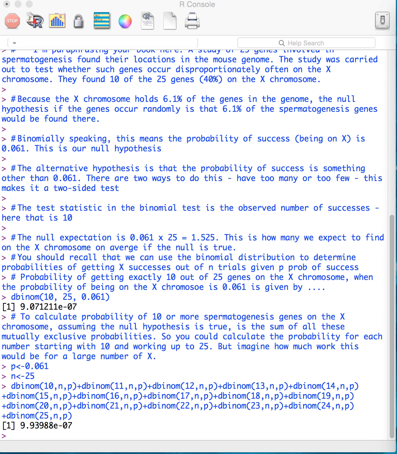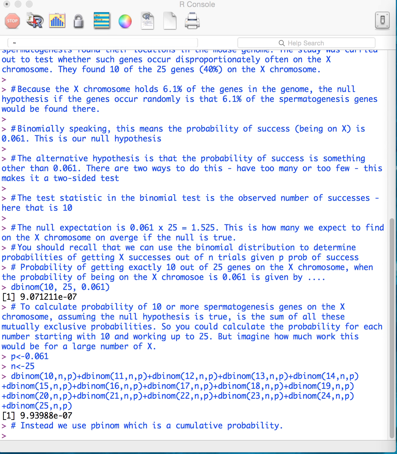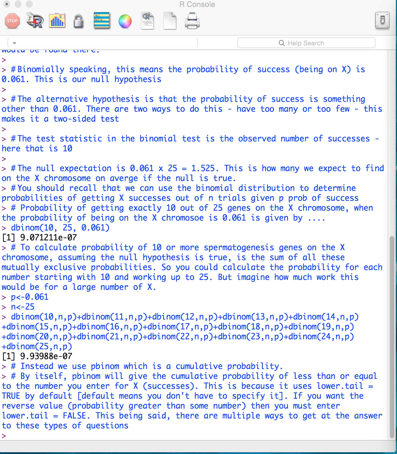Okay. Now, instead of writing all this out each time, we could just use the cumulative probability function. So, by itself, pbinom here is what we want to be looking at rather than dbinom. So with pbinom, this is the cumulative probability of less than or equal to the number that you have entered for x, your number of successes.